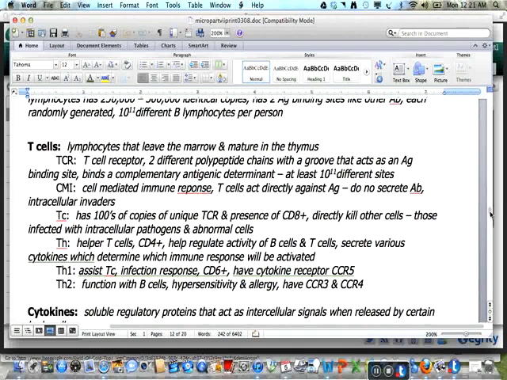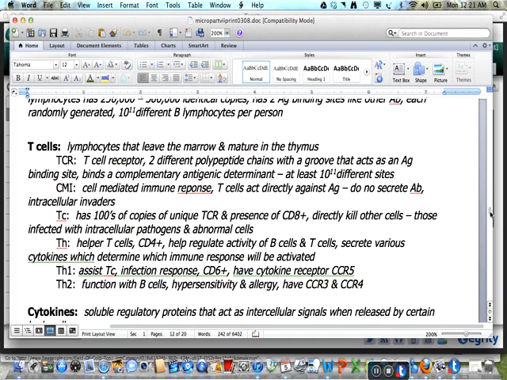T cells are lymphocytes that leave the marrow and mature in the thymus. The TCR, or T cell receptor, is composed of 2 different polypeptide chains with a groove that acts as an antigen binding site. The TCR binds complementary antigenic determinants. There are at least 10 to the 11th different possible sites. In the CMI, or cell-mediated immunity, the T cell acts directly against the antigen and does not secrete antibody.